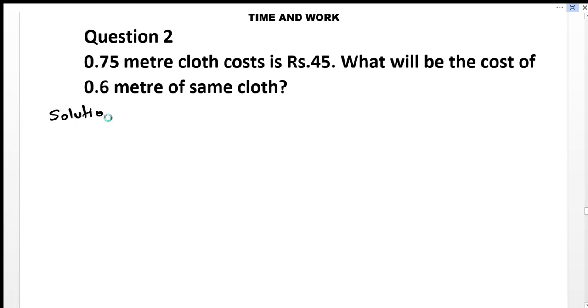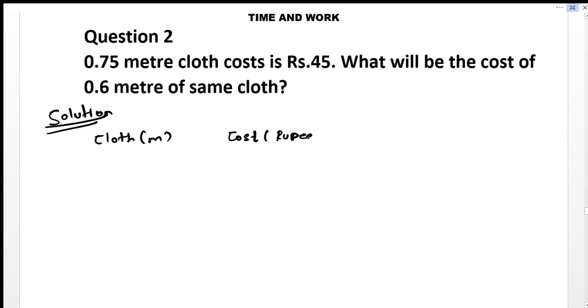So we have to solve this within a few minutes. So I am going to write: 0.7 meter cloth cost is rupees 45. What will be the cost of 0.6 meter of the same cloth? Kindly mark it here as cloth in meters, and on the other side the cost in rupees, right?